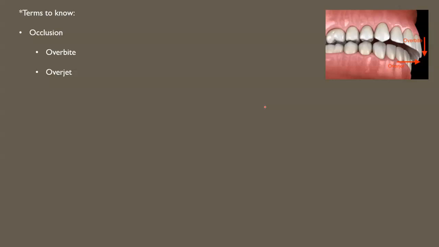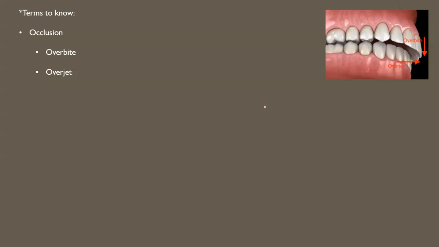Now focusing on occlusion. We have what's considered an overbite and an overjet. Just to give you some information regarding occlusion, occlusion is what happens when the maxillary and the mandibular teeth come together. So when we tell the patient to bite together, they are occluding. When the maxillary teeth touch the mandibular teeth, we call that occlusion.